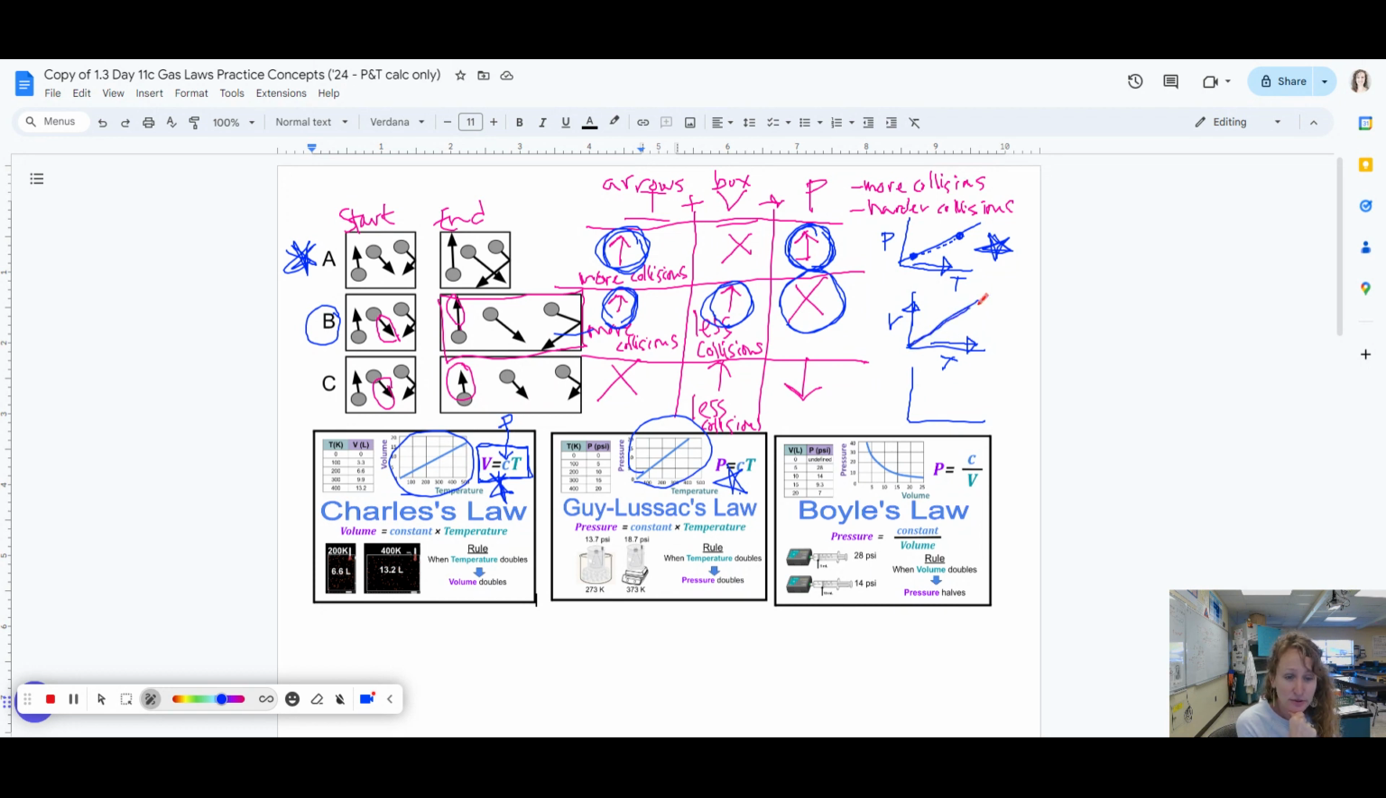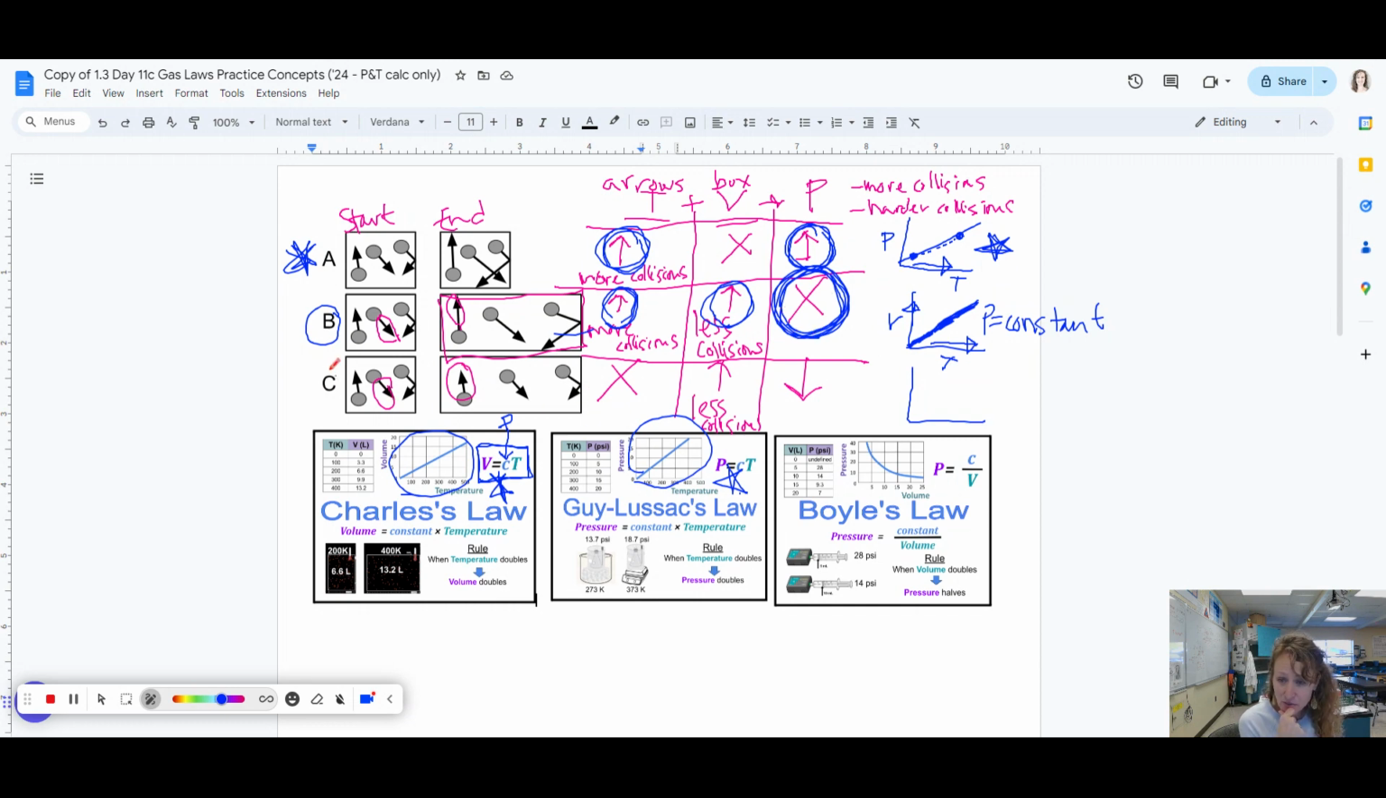Pressure is your slope. And since the slope is the same in the beginning, the same in the middle, and the same in the end, or the angle of our line is the same in the beginning, the middle, and the end, pressure here is our constant. Pressure is constant in this model. So that again lines up to the conclusion that we drew from our particle model.